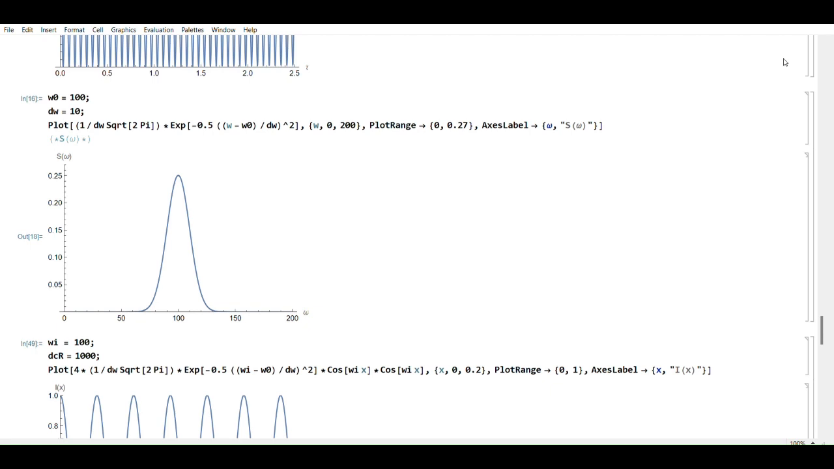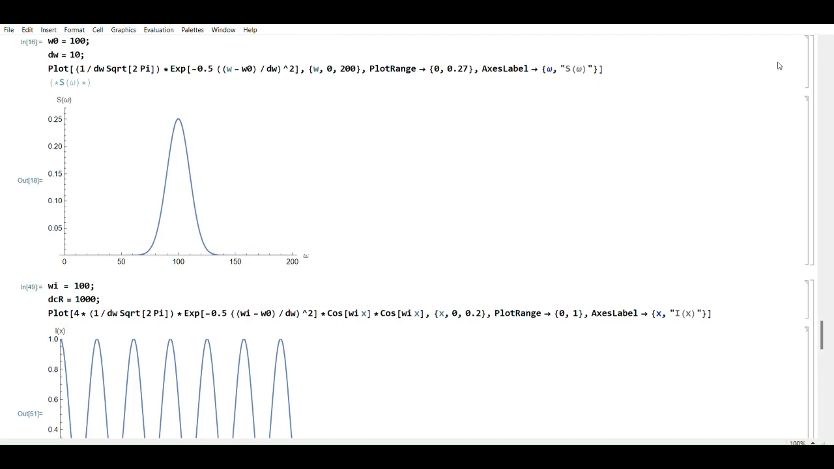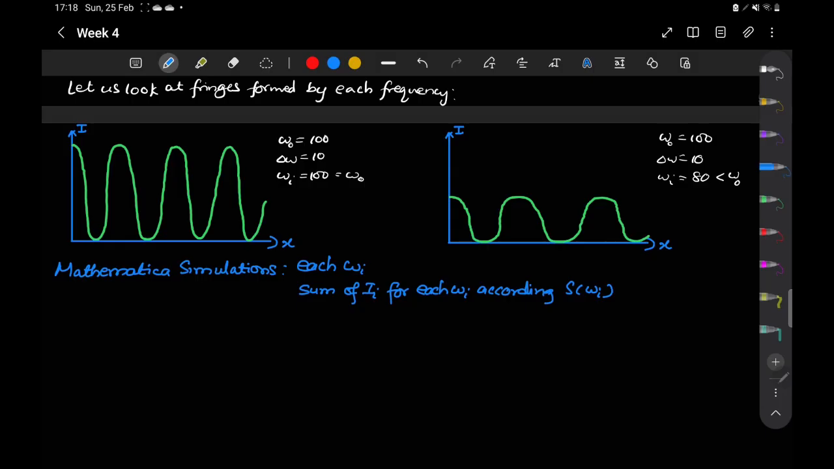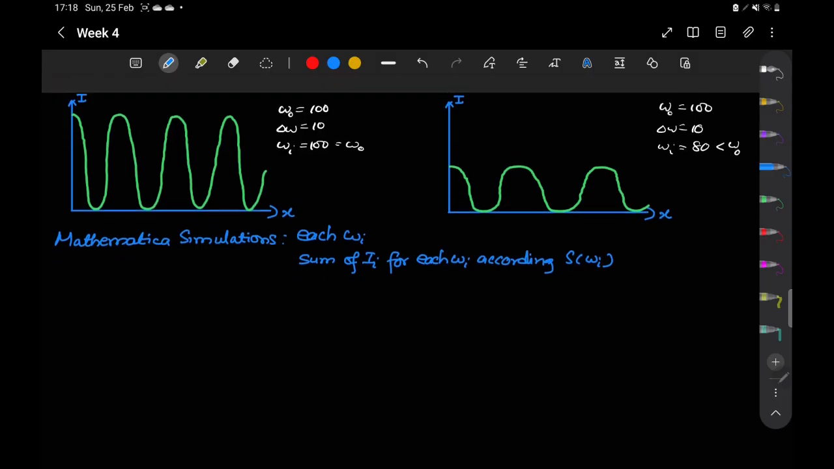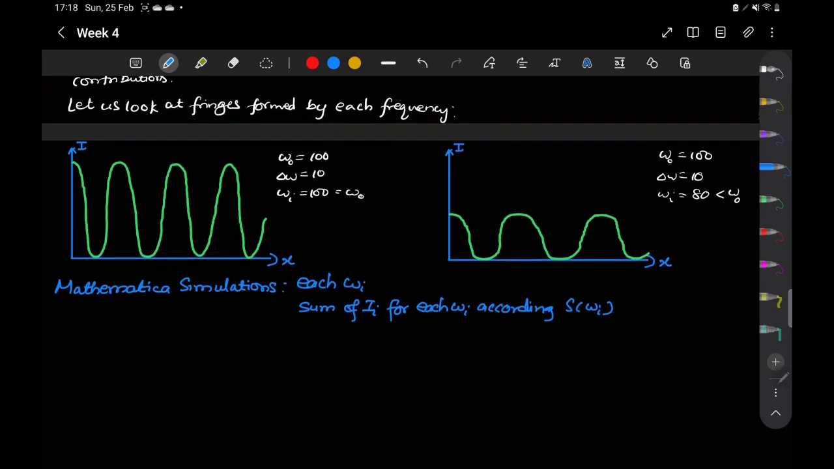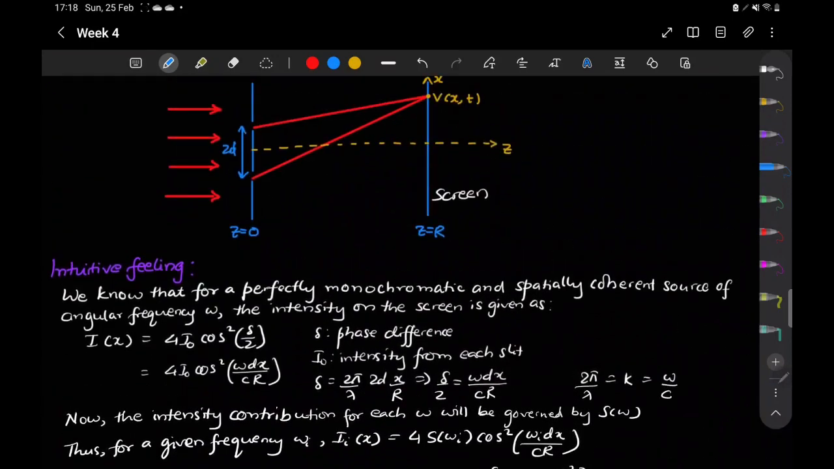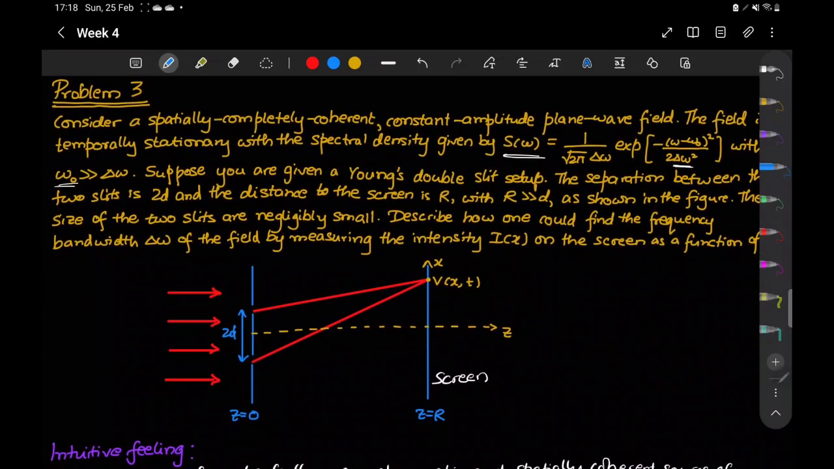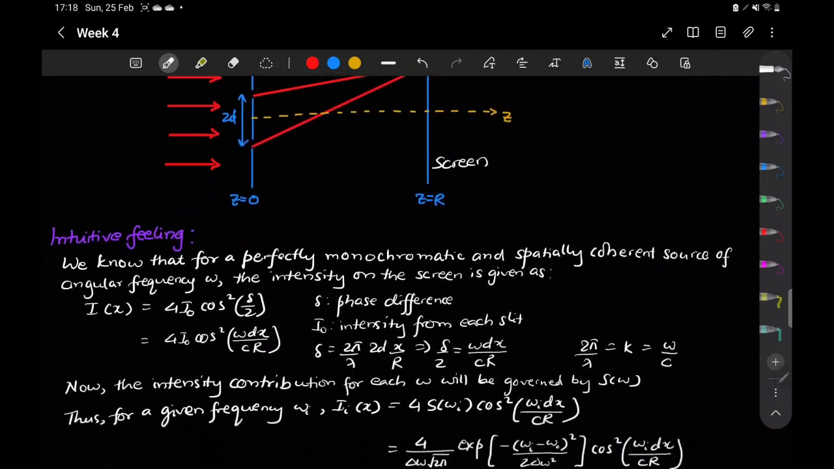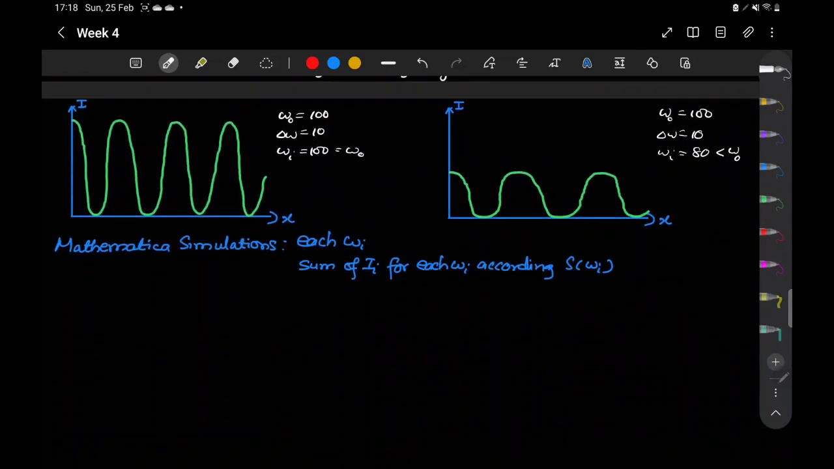So let us now get back to our notes. So we come back to our lecture notes. And we saw this intuitive way of trying to see what happens when light of this particular form of spectral density function actually falls on this double slit setup. Now let us do a rigorous mathematical analysis for the same.